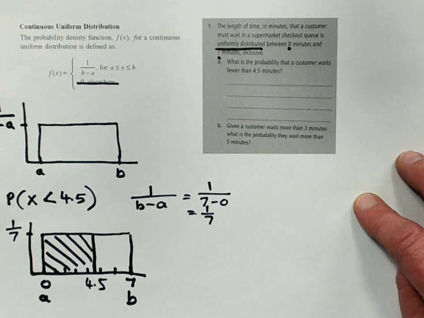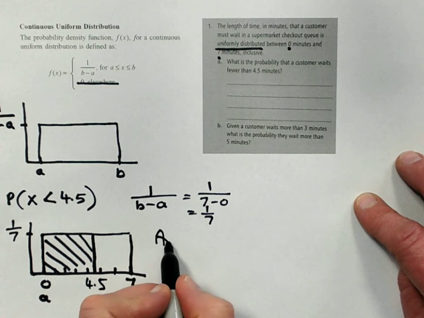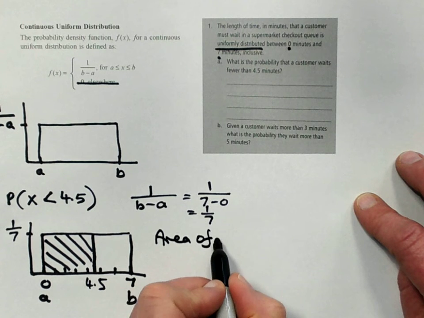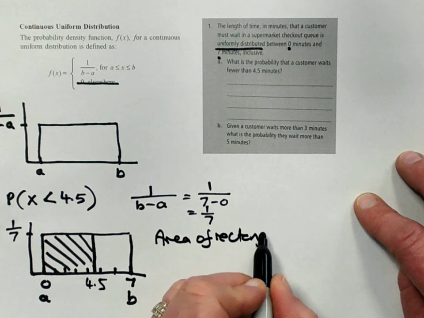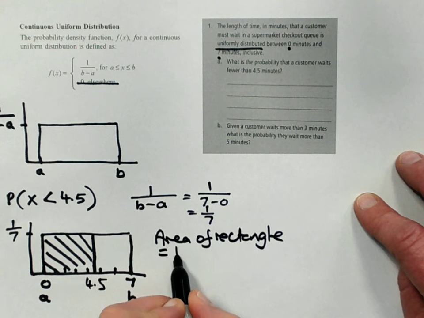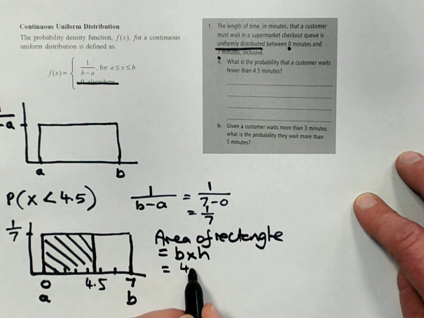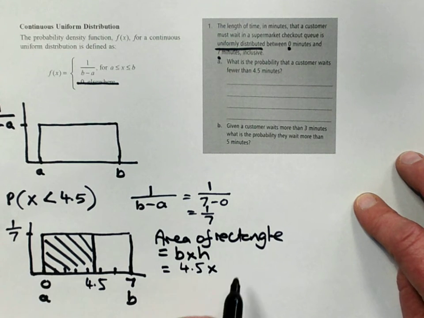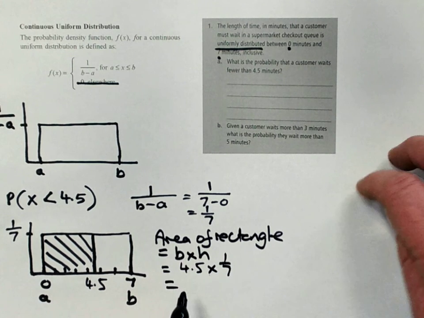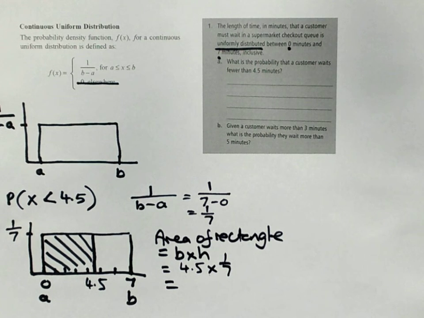Now, because it's a rectangle, they don't bother telling you what the formula for the area of a rectangle is. The area of a rectangle is just base times height, the length times width. So all we have to do on this is find the base length, 0 to 4.5, and times it by the height, which we've just calculated already as 1/7. And then you can do that on your calculator if you like.